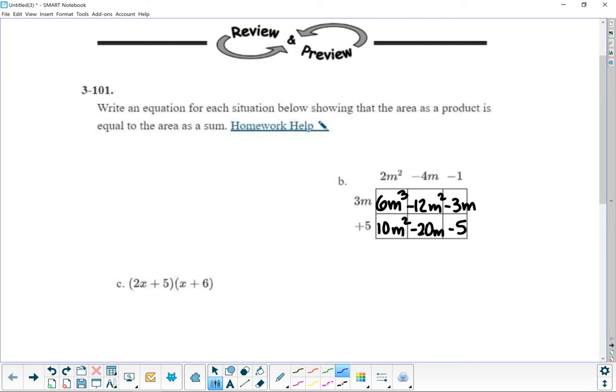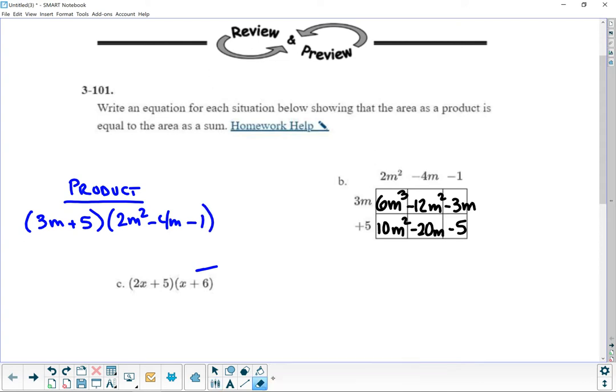Okay, so we're going to write this out as a product. So the product is going to be 3m plus 5 times 2m squared minus 4m minus 1. That's your product. The sum is going to be all the stuff on the inside, and the terms that we can combine, we should combine.